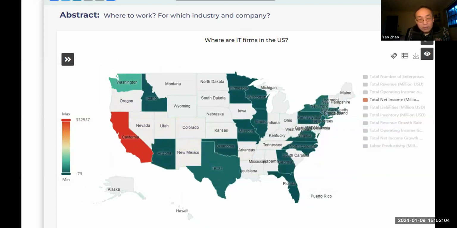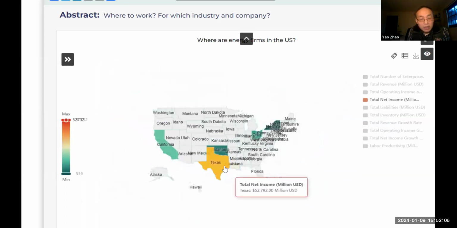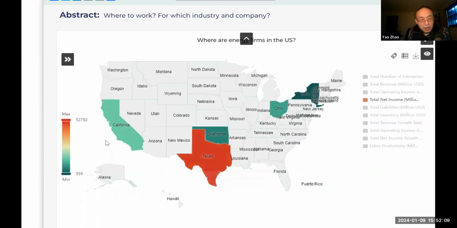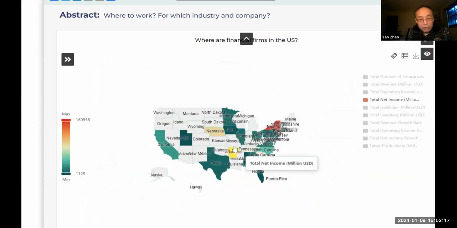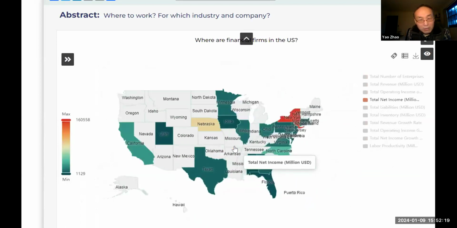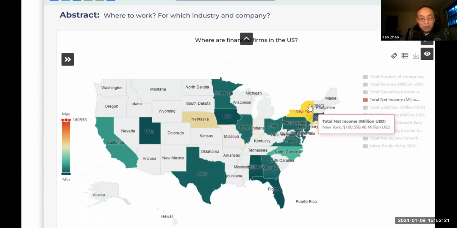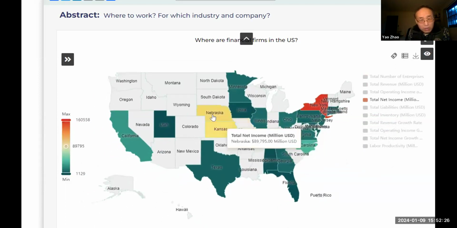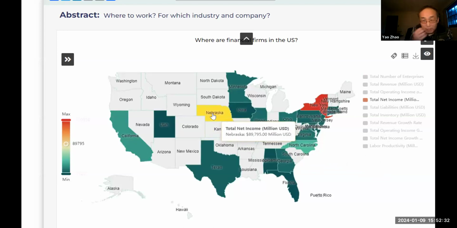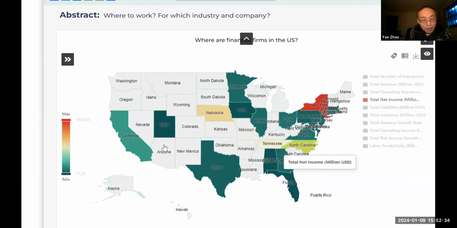What about energy? Clearly Texas. California also has a few, interesting, and Ohio. Remember, this is S&P 500 companies. Now, if you look at financials, if you work in investment banking, asset management, and so on, clearly New York. It looks like Nebraska also has a lot. That's because Berkshire Hathaway is headquartered in Nebraska, and North Carolina, and California.